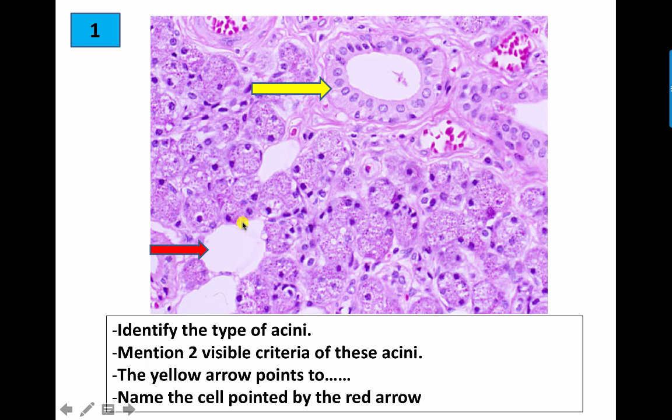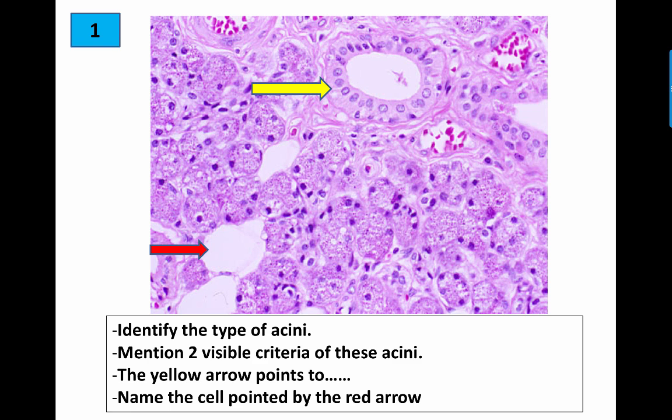Identify the type of the acini. As you see here, we have these acini with the narrow lumen, and the cells are more or less basophilic and granular, so these are serous acini. Mention two visible criteria: number one, the very narrow lumen, and the cells are basophilic with granular cytoplasm.